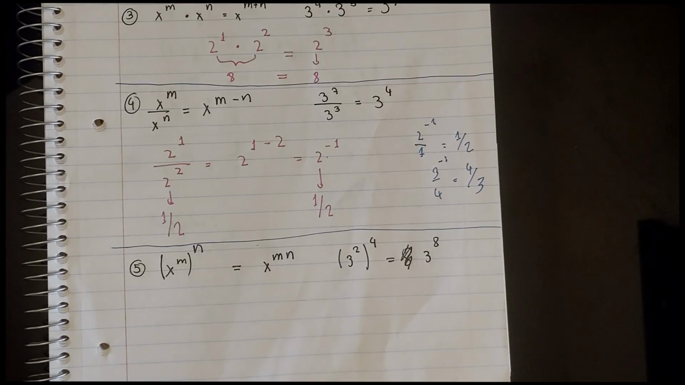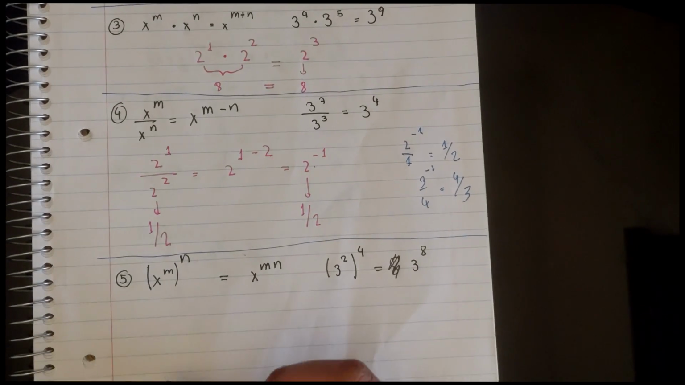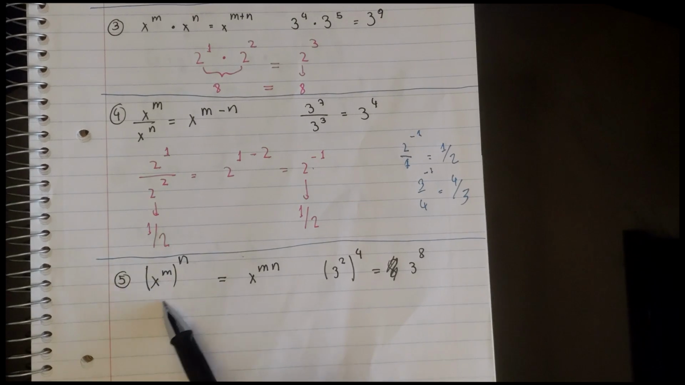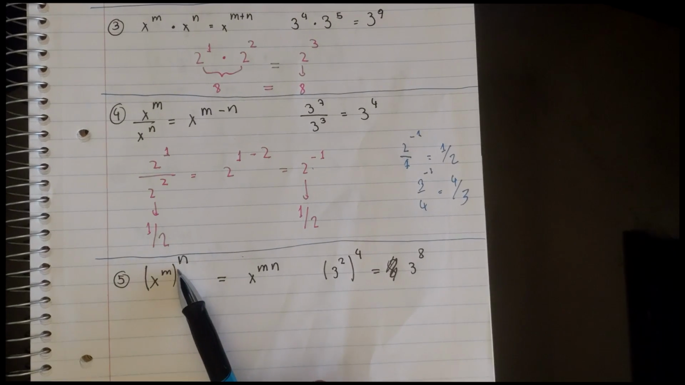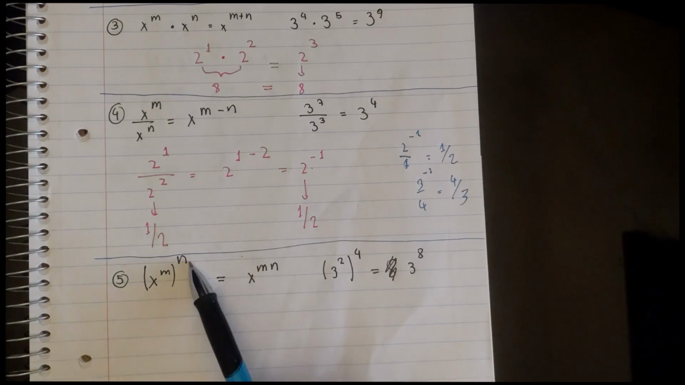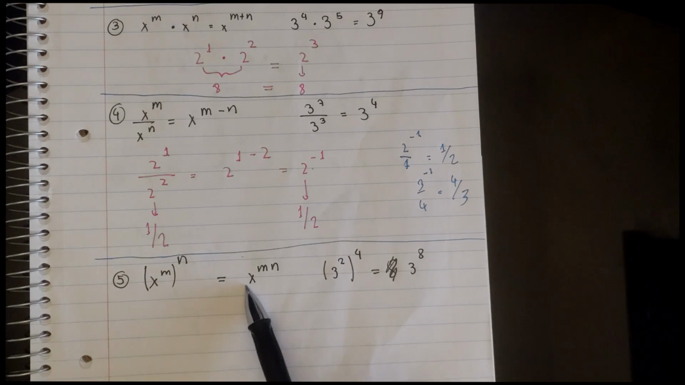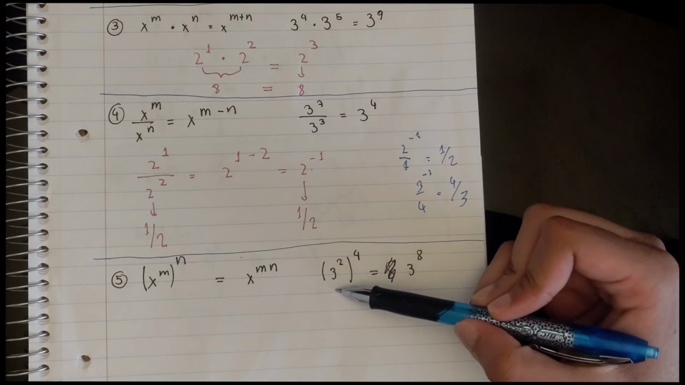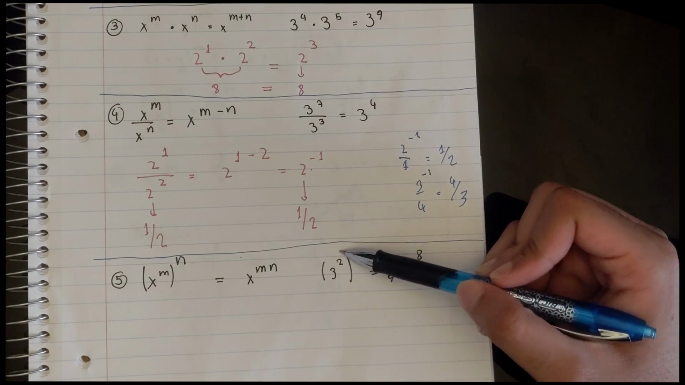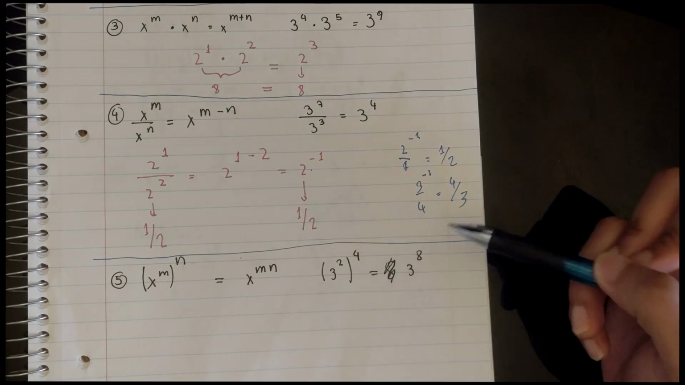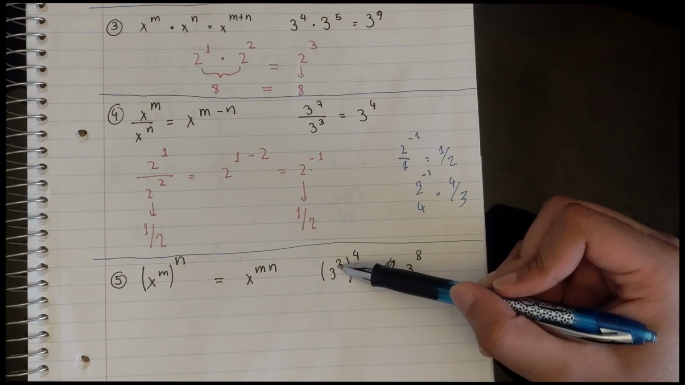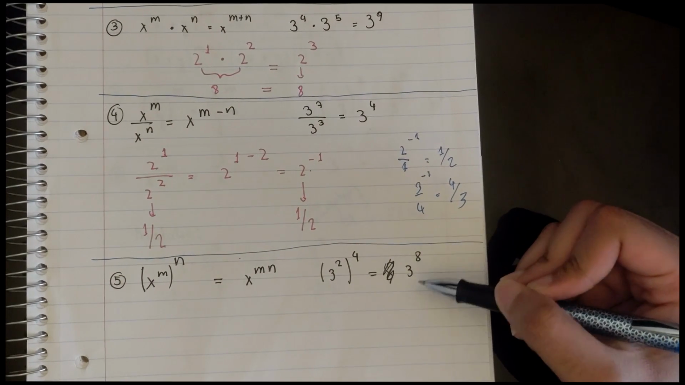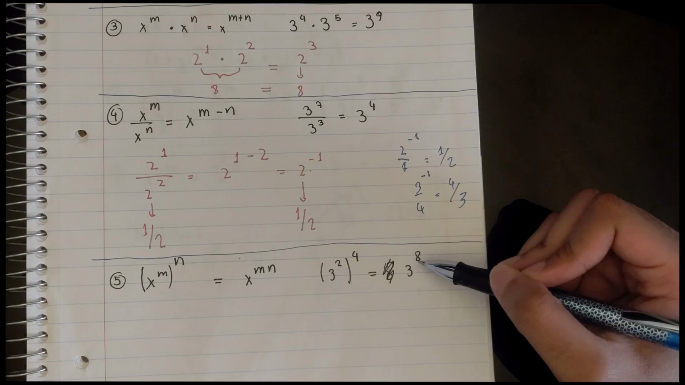The fifth law of exponents is that if x is to the power of m and you raise that to any other number like n, then you can just multiply the exponents. You can say x to the power of m, to the power of n. So if 3 to the power of 2 is raised to 4, then you can multiply 4 times 2 and say 3 to the power of 8, and you'll get the same number.